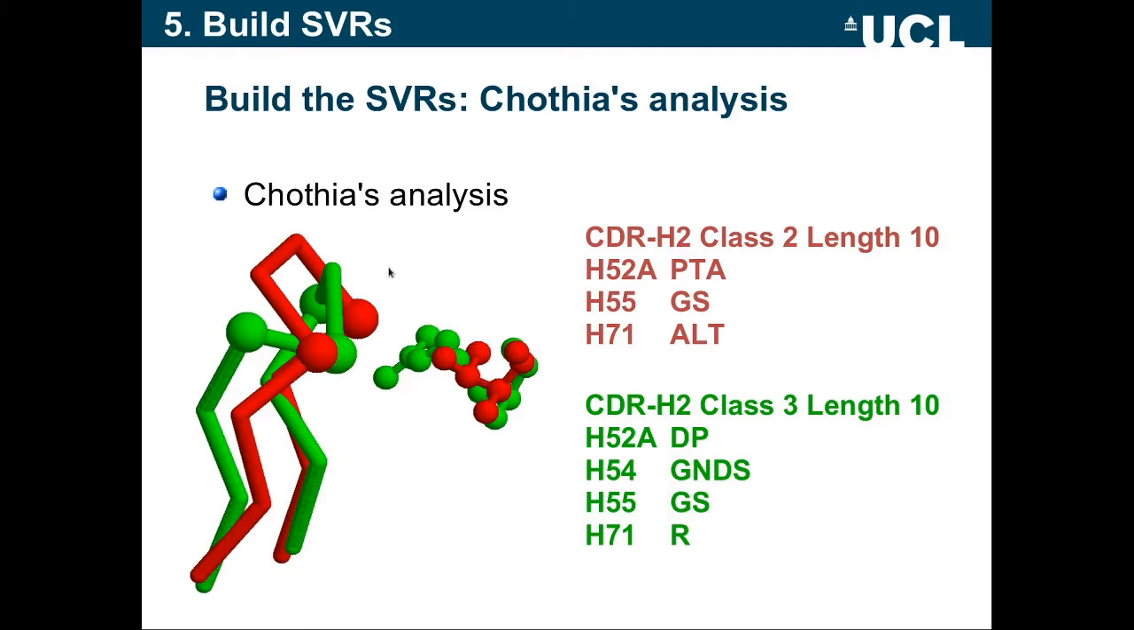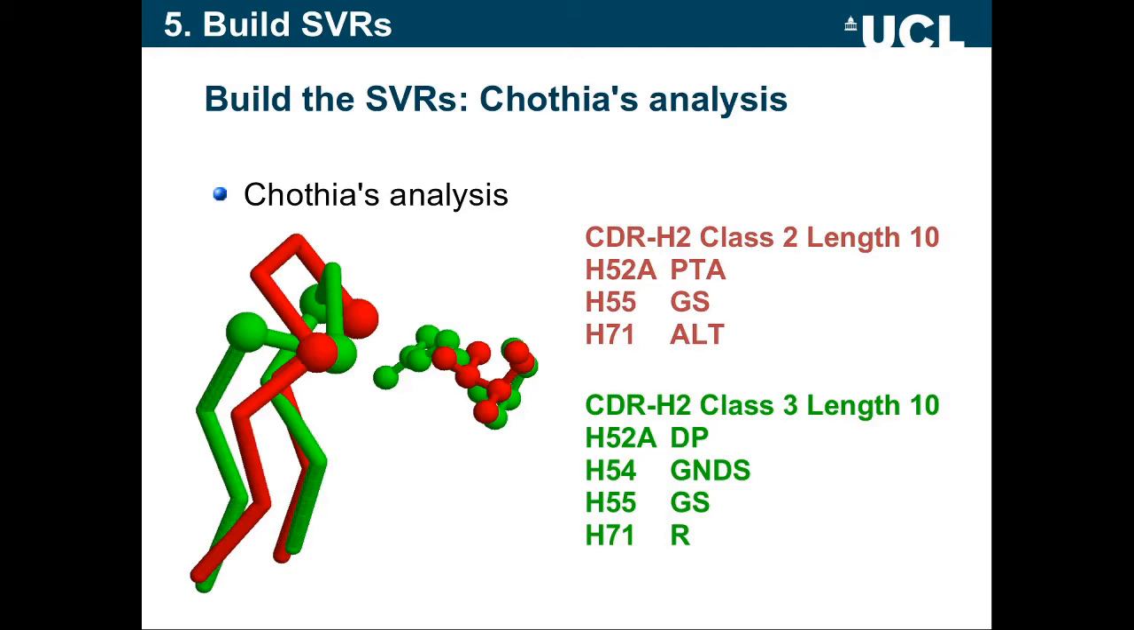So what all this means is that you can look purely at the amino acid sequence, and you can define a canonical class for each of the CDRs, so you know what conformation it's going to adopt.